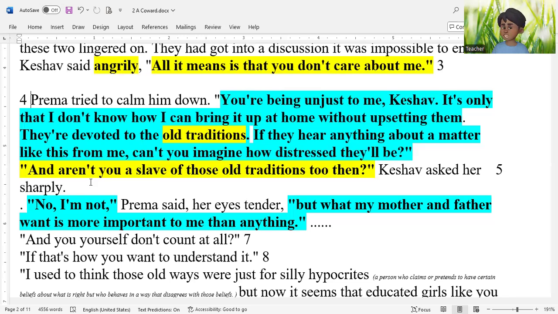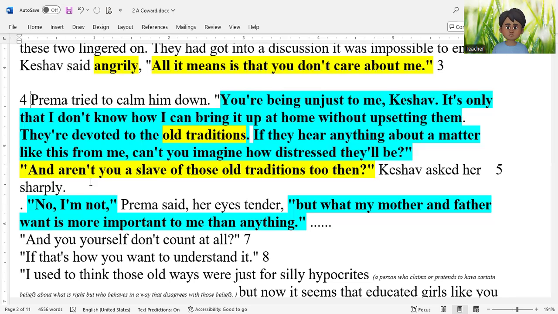So now look what she is telling. She wants Keshav to understand Prema's problem. It's not that Prema does not love Keshav. Prema loves Keshav and would like to marry Keshav, but Prema also is concerned about what her parents will think about it. Because as you can read here, Prema says that she does not want to agitate and distress her parents, and Prema knows that if she tells this thing to her parents, they will definitely be quite distressed and unhappy. Now look what Keshav says.